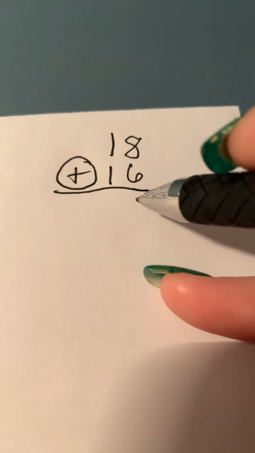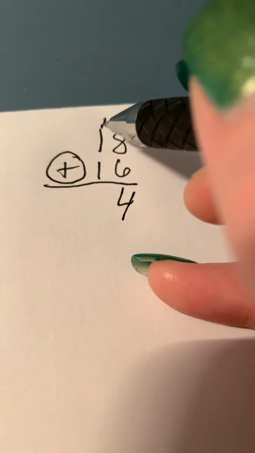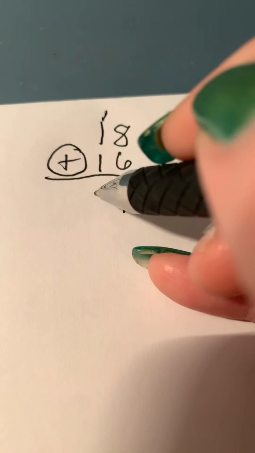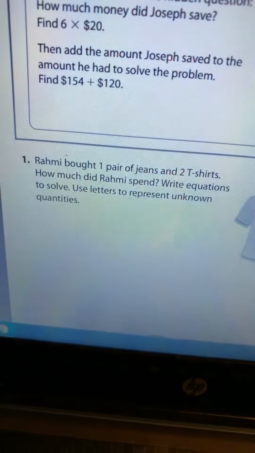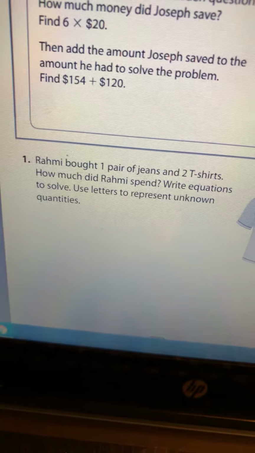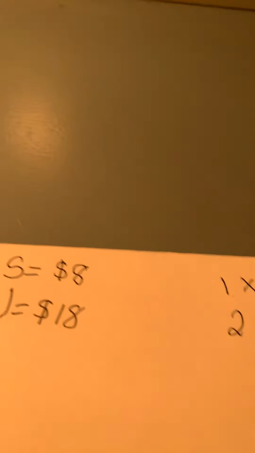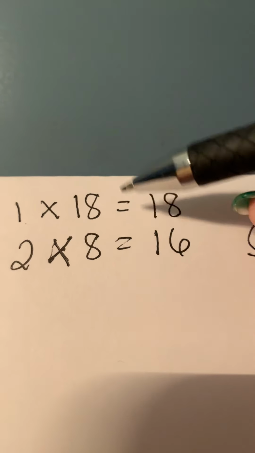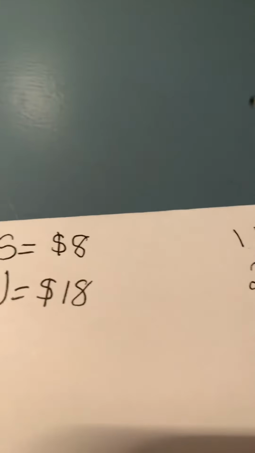So let's add this together. 8 plus 6 equals 14. Carry the 1. 1 plus 1 is 2, and 2 plus 1 is 3. So Rami spent $34. Well, let's make sure we're answering the rest of the question. It says write equations to solve and use letters to represent unknown quantities. Okay, so we pretty much did that. Here is our equations, and we know that our final answer is 34.